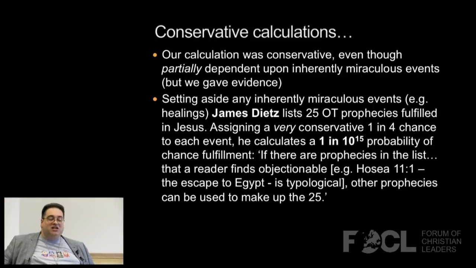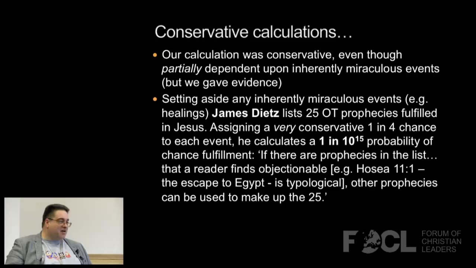That means a 1 in 10 to the 15 probability of chance fulfillment. And he himself notes if any of those prophecies that he lists are objectionable to the reader, and indeed one of them is objectionable to me, he uses the fulfillment of Hosea 11:1, "I've called my son out of Egypt," which in the original Old Testament context is talking about God bringing Israel out of Egypt, and is applied in the New Testament to Jesus coming back out of Egypt when he'd escaped from Herod when he goes into exile in Egypt temporarily, and they apply that verse to him.